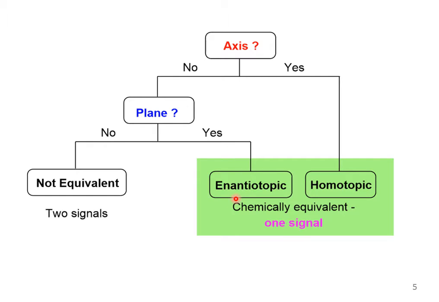This is the simple flow chart diagram through which you can implement the concept of symmetry, because when you look at molecules, you have to observe whether they contain an axis or not. If it contains an axis, then it is homotopic. If it does not contain an axis, then check for a plane. If it contains a plane, then they are enantiotopic. If there is no plane, then they are non-equivalent, and you will observe two signals because they are diastereotopic.